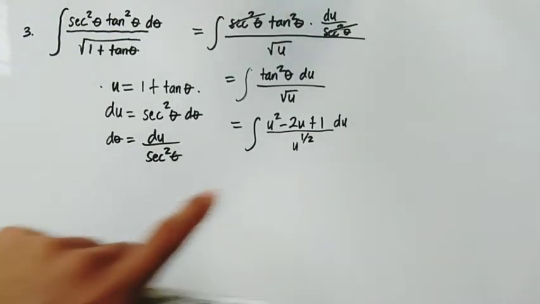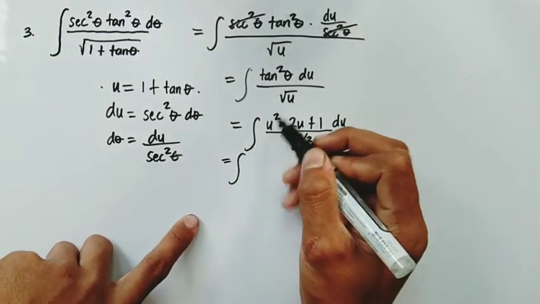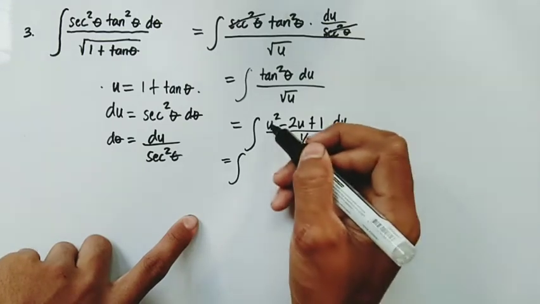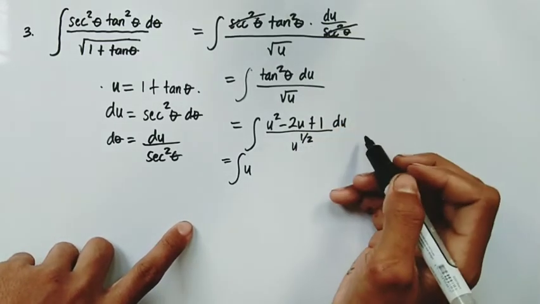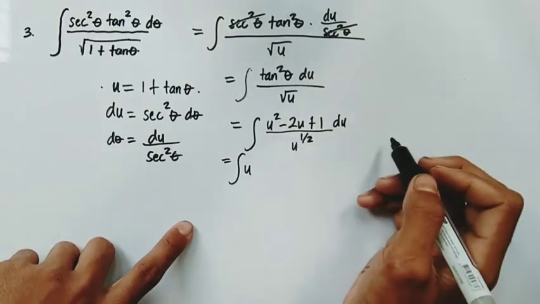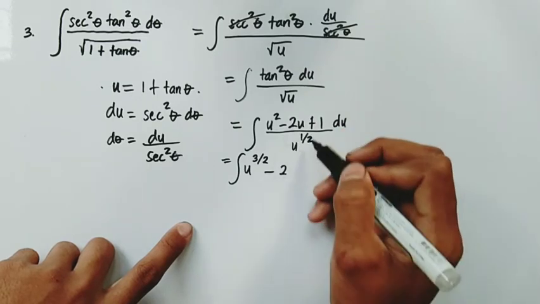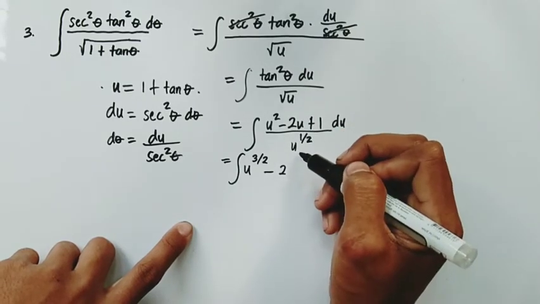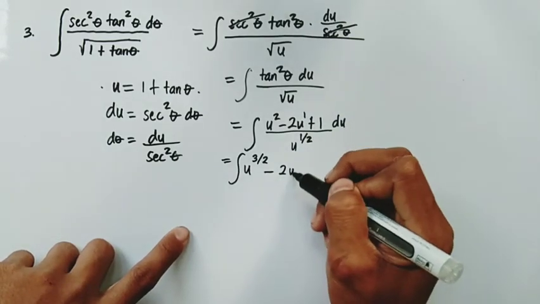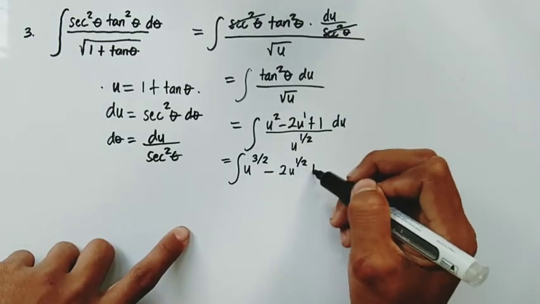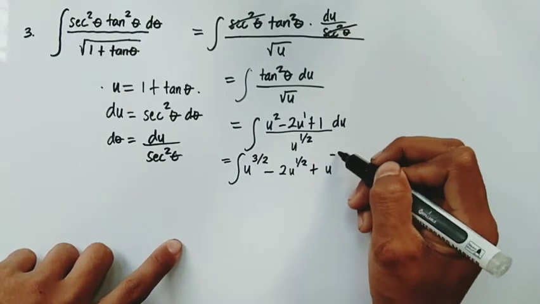Now, split natin yung fraction. Magiging u squared over u raised to 1/2. Same base, just copy the base tapos subtract the exponent pag nag-divide tayo. 2 minus 1/2, that is 3/2. Dito naman, copy natin yung 2. U divided by u raised to 1/2, diba this is u raised to 1. 1 minus 1/2, that is positive 1/2. And eto, 1 over u raised to 1/2, that is u raised to negative 1/2.